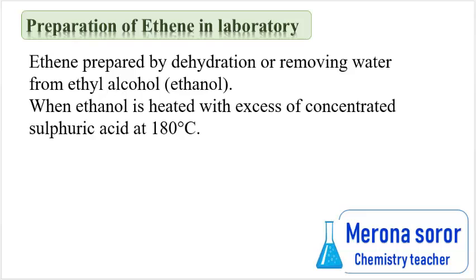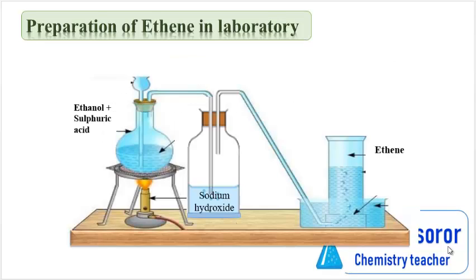Preparation of ethene in the laboratory. Ethene is prepared by dehydration, or removing water, from ethyl alcohol or ethanol, when ethanol is heated with excess concentrated sulfuric acid at 180 degrees Celsius. The flask that contains ethanol and sulfuric acid is heated up to 180 degrees Celsius. When the ethene gas evolves, it passes through sodium hydroxide to remove the fumes of sulfuric acid and is collected by downward displacement of water because it is non-polar and does not dissolve in water.